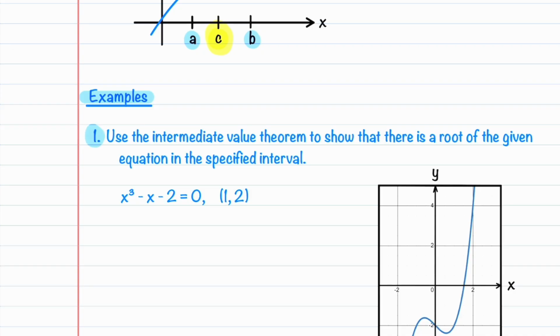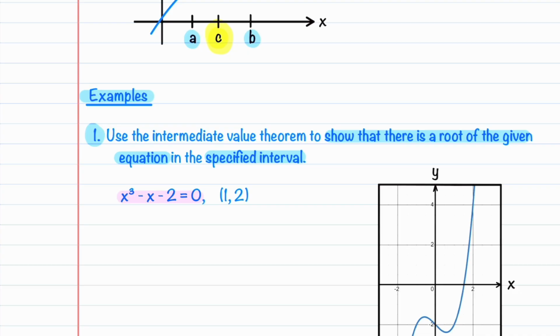In our first example, we are going to use the intermediate value theorem to show that there is a root of the given equation in the specified interval. Let's talk at first about what a root is. A root of this equation is just a point x where x cubed minus x minus 2 is equal to 0. So basically, when we solve this equation, we are just finding the roots.